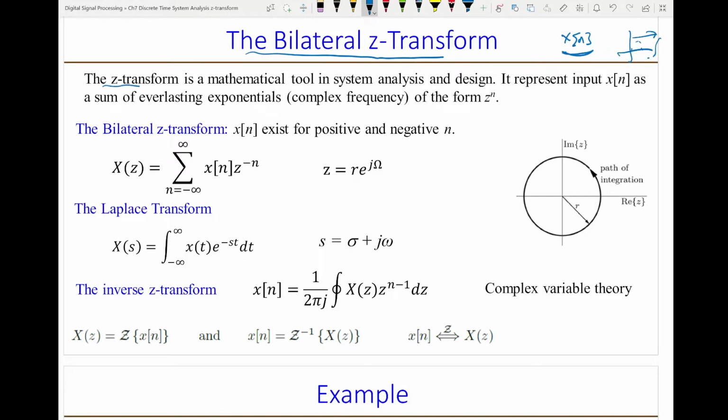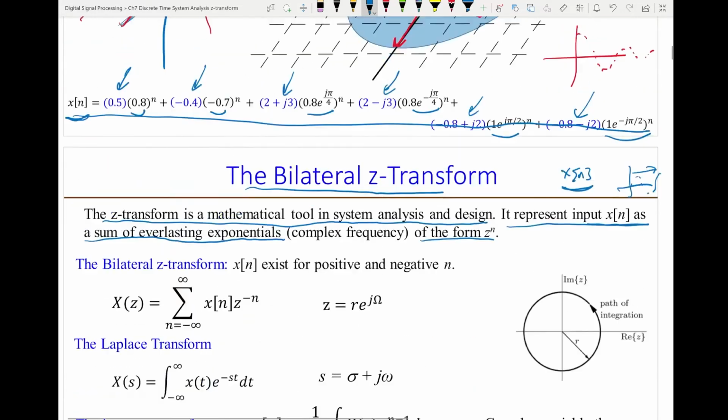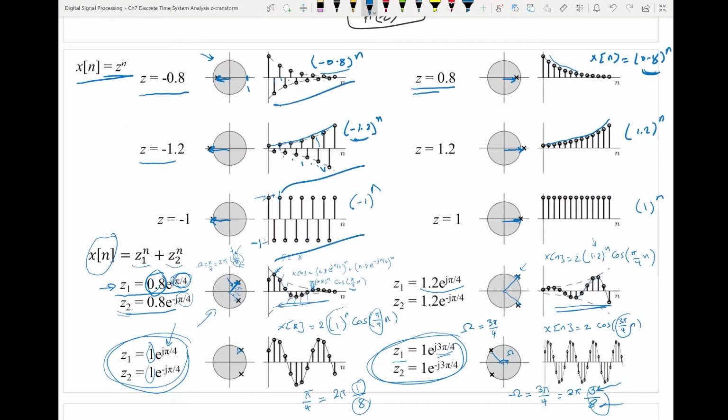So the Z transform is a mathematical tool in system analysis and design. It represents input signal x of n as a sum of everlasting exponentials of the form z^n. Everlasting exponential, these functions. A sum, a linear combination, of these with different amplitude and phase shift.